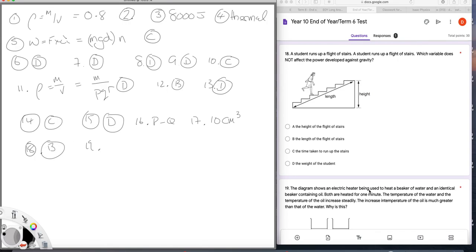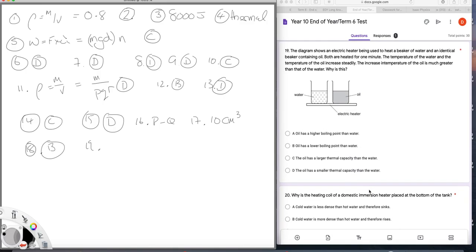19. The diagram shows an electric heater being used to heat a beaker of water and an identical beaker containing oil. Both are heated for 1 minute. The temperature of the water and the temperature of the oil increase steadily. The increase in temperature of the oil is much greater than that of the water. Why is this? Oil has a higher boiling point. Well, that's not indicated by that. The oil has a lower boiling point. It's nothing to do with the boiling point.